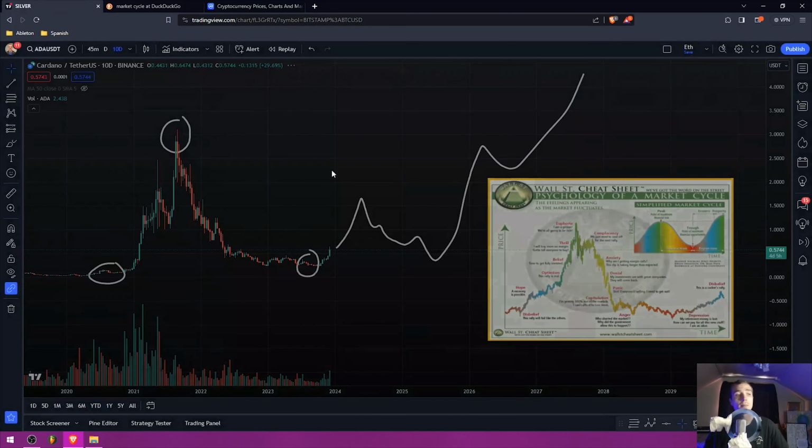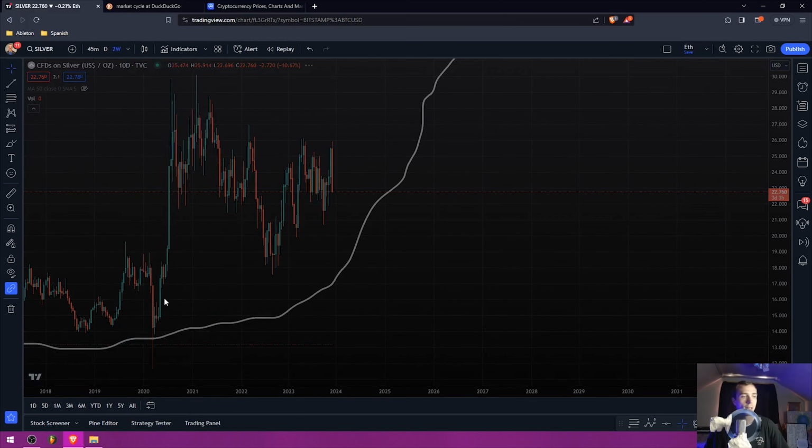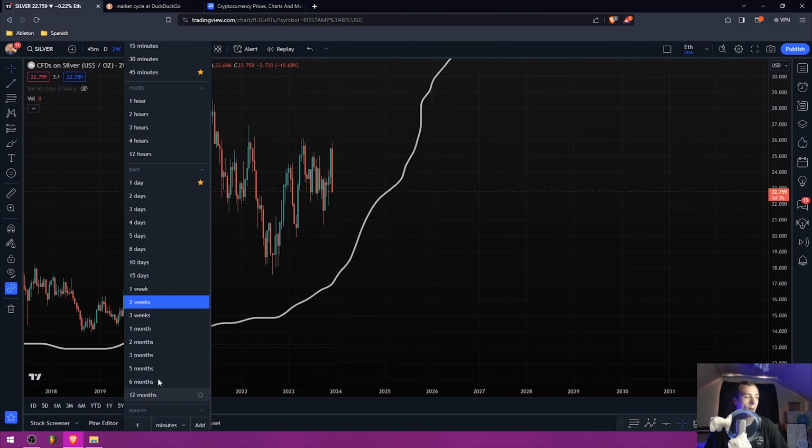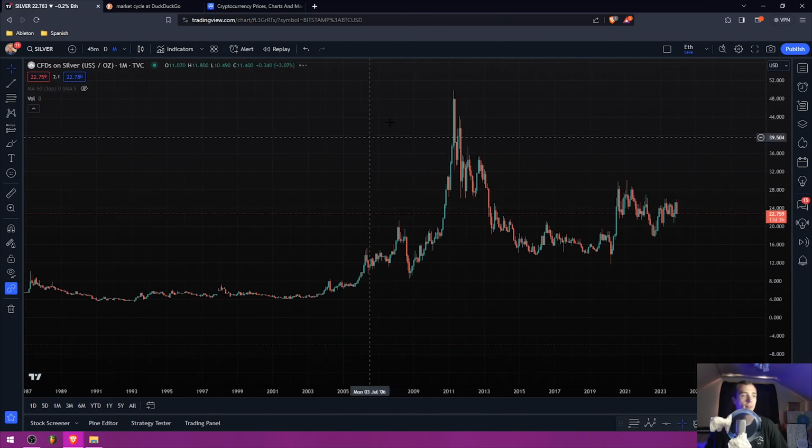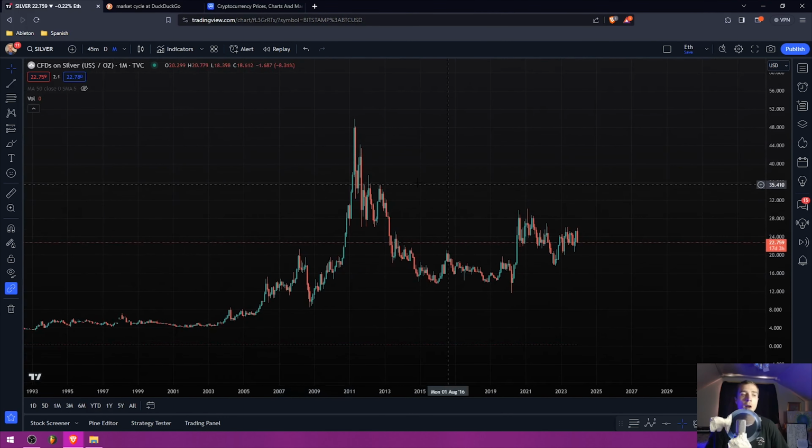But we trade crypto because it's more volatile, we make more money. So let's go ahead and go to the 1 month time frame here. Silver's a lot bigger time frame, so we have to use not 10-day candlesticks, but 1 month candlesticks.